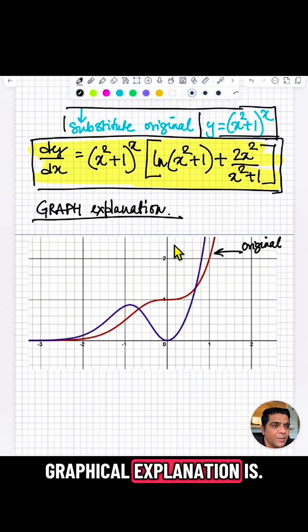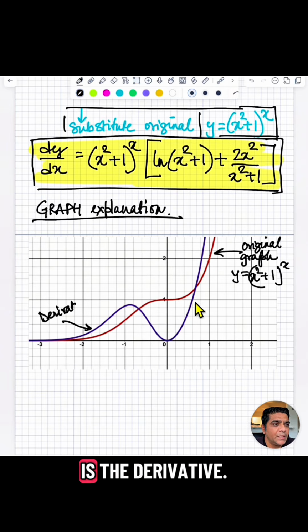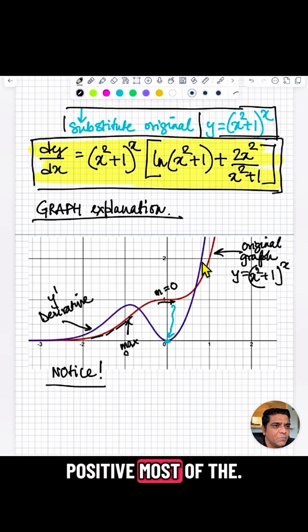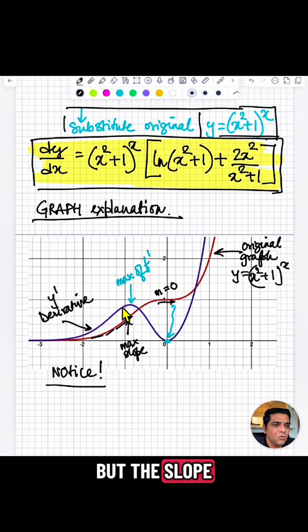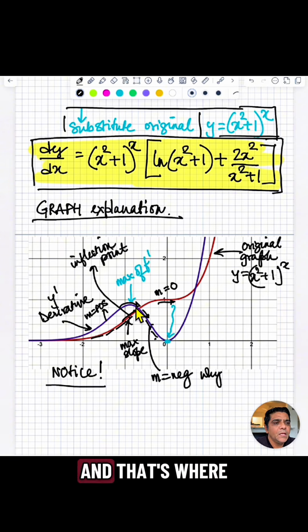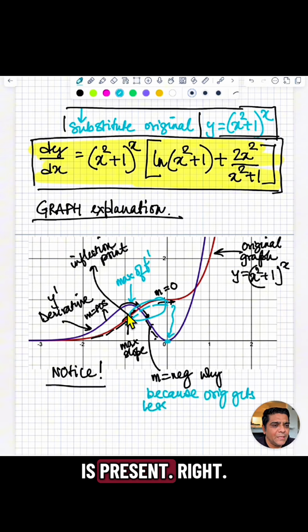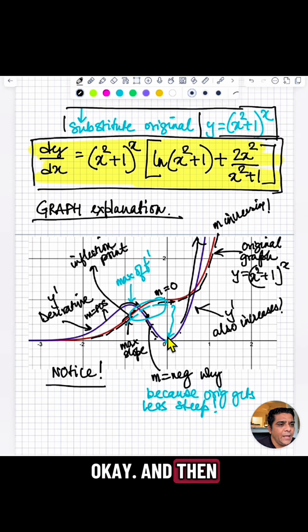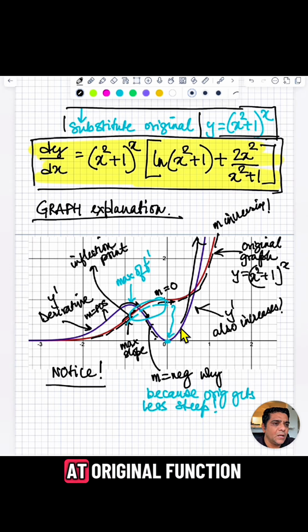And now the graphical explanation is, you see, the red is the original, the purple is the derivative. You see where the slope of the original function is 0, the derivative is 0. More or less the derivative is positive for most of the graph, but the slope of the derivative gets negative and positive. But there's a point where there's a change of concavity, and that's where the max slope is present, right? So as the slope increases, you get more and more higher positive derivative. As the slope gets less steep, the slope of the derivative gets negative. The derivative itself is positive. And then here also, as the original function gets steeper, the derivative increases more and more positive.